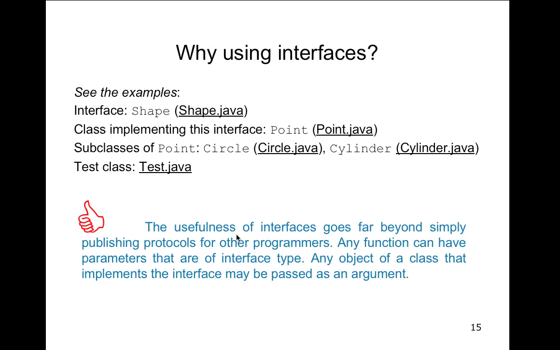The usefulness of the interface goes far beyond the simplicity of publishing protocols for the programmers, which is what you're using an abstract class for. You're basically telling them, you need to have this toString function. You need to have that. So any function can have parameters that are of an interface type, and an object of a class that implements an interface may be passed as an argument.